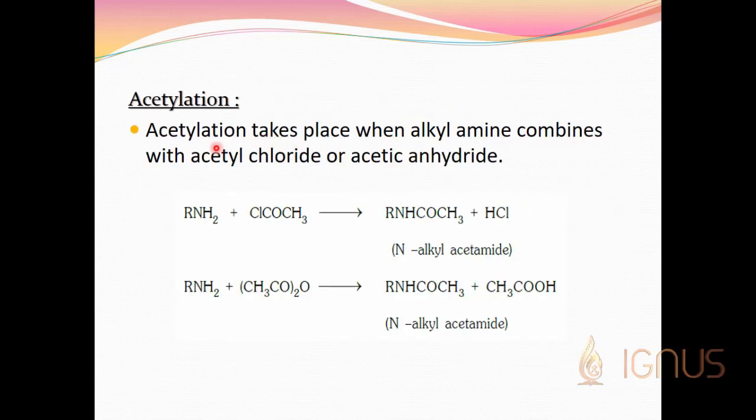Acetylation. Acetylation takes place when alkyl amine combines with acetyl chloride or acetic anhydride. Here, this amine group will act as a nucleophile and attach to this CO, and it will expel out this Cl. Hence, you will be getting RNHCOCH3. Cl will combine with the hydrogen of H to give HCl. Similar is the case with acetic anhydride.